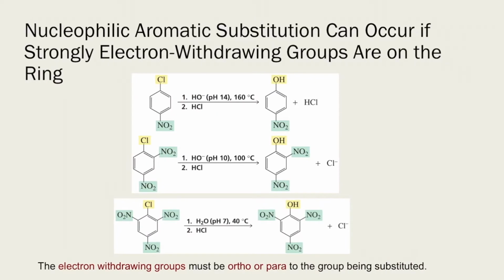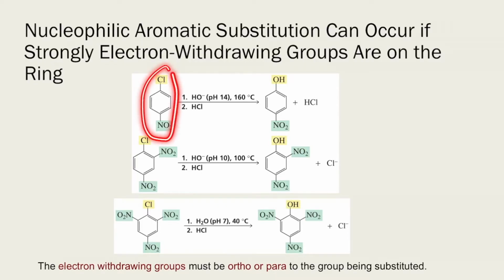But in certain cases, there is a possibility that it can undergo nucleophilic aromatic substitution reaction. The condition is it needs to have an electron withdrawing group, and it needs to have the electron withdrawing group particularly in the ortho or the para position. Okay, so now here are 3 examples.